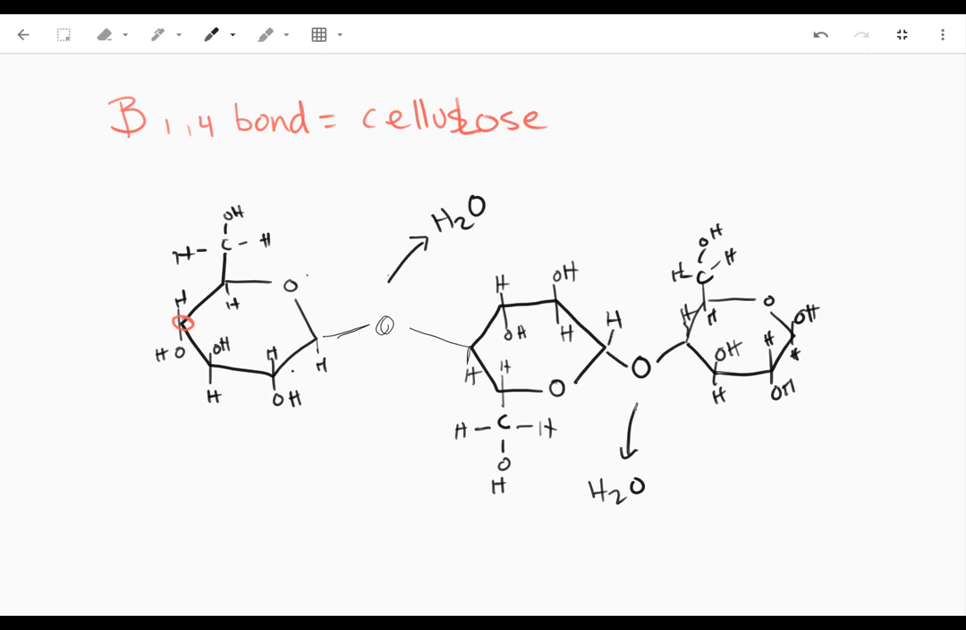All right, so that's our molecule of cellulose, and that just keeps going on and on pretty much forever.